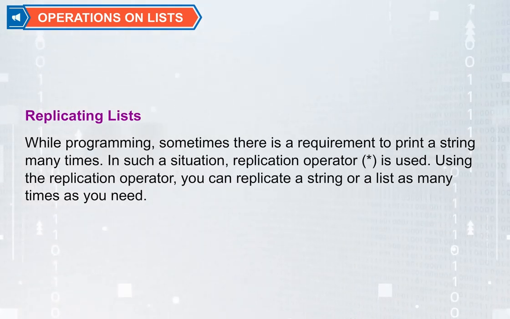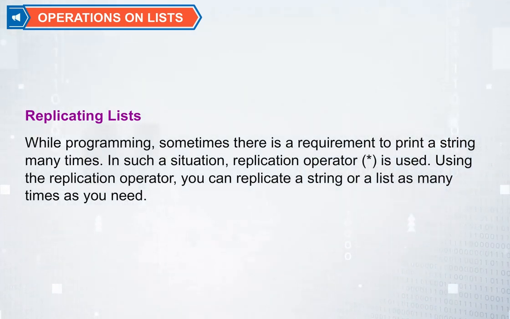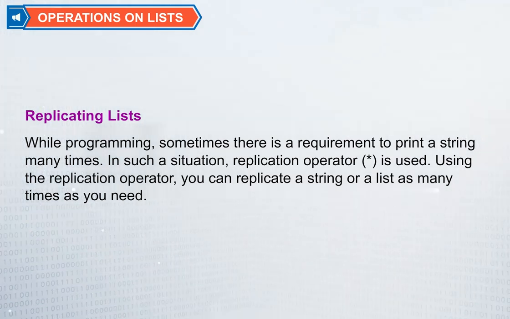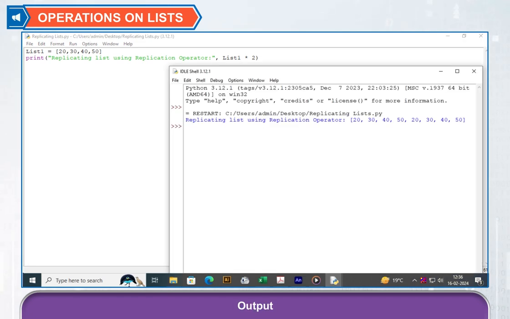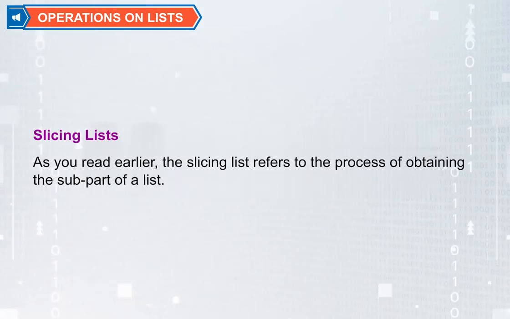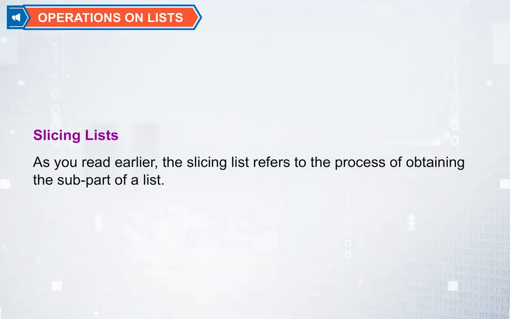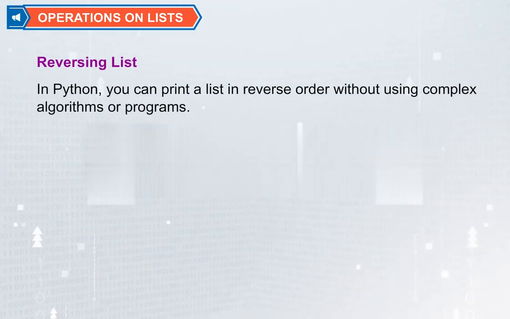Replicating lists. While programming, sometimes there is a requirement to print a string many times. In such a situation, the replication operator asterisk is used. Using the replication operator, you can replicate a string or a list as many times as you need. Program. Output. Slicing lists. As you read earlier, slicing a list refers to the process of obtaining a subpart of a list. Program. Output.